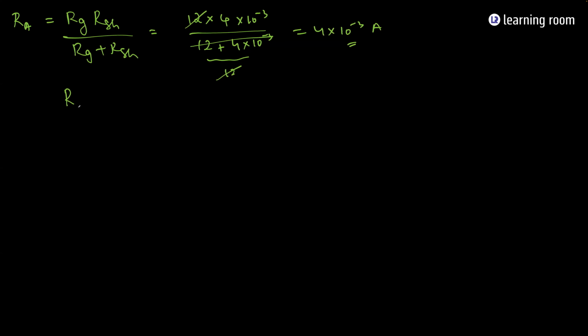What about the resistance of the voltmeter? It is going to be RG plus RS. So adding, you will get 4,000. RG is 12, no? RG is 12 and RS is 3988. That's what we calculated. Am I clear with this? Shall I proceed?